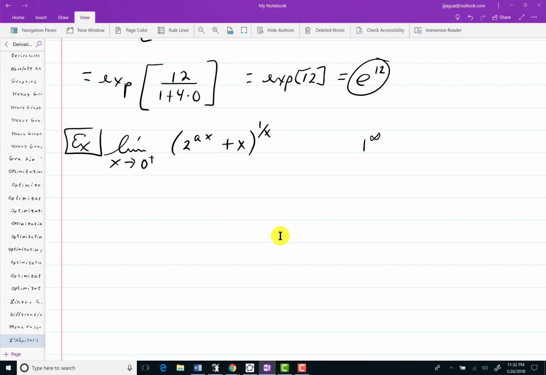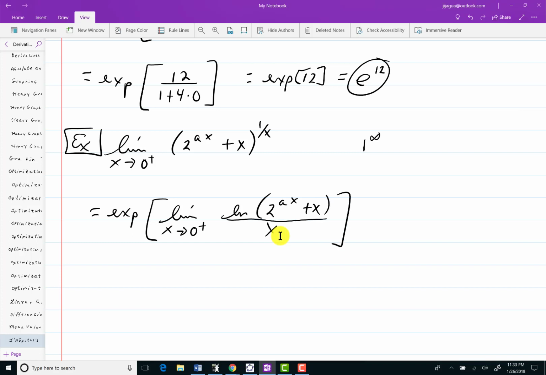And exactly the same thing is going to happen as before. I'll just jump right to it. You're going to get to exp, bracket, lim, as x goes to 0 from the positive, ln of 2 to the ax plus x, divided by x. And you can see I did it all in one swap. I brought the 1 over x down, but the 1 doesn't do anything. I'll just put the x in the denominator.